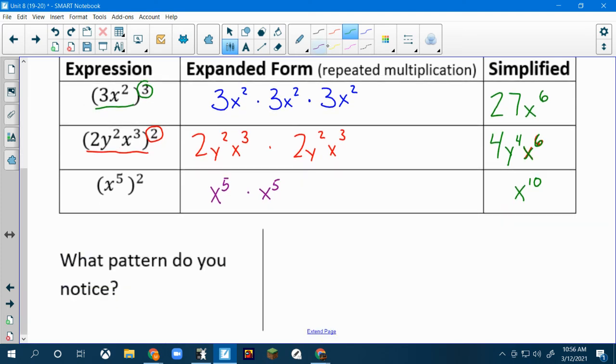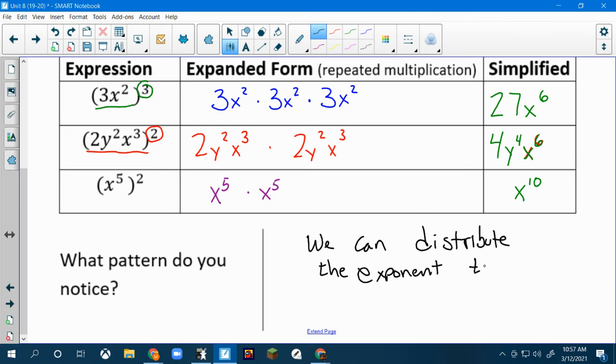Well, what do we notice in here? We can distribute the exponent to the terms inside the parentheses. And we're distributing.